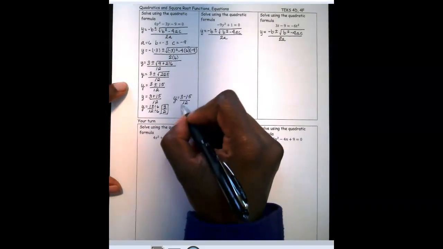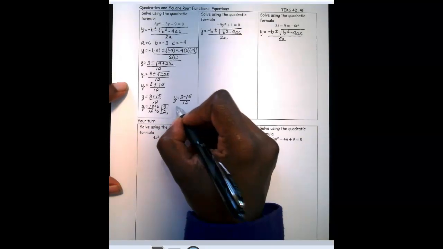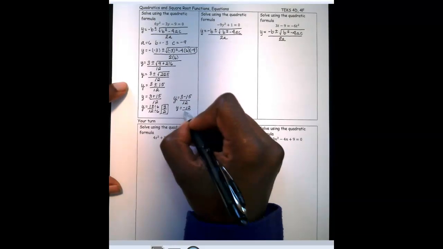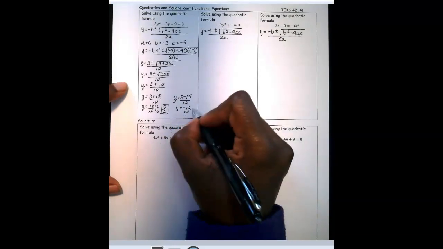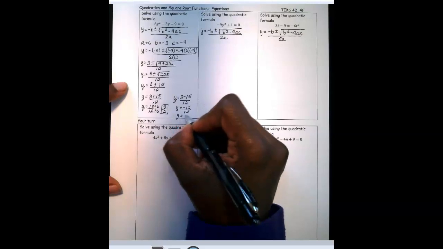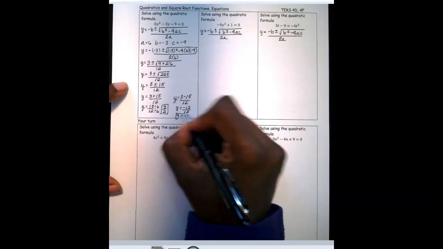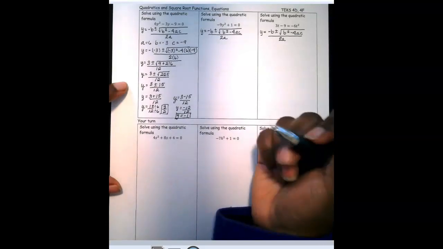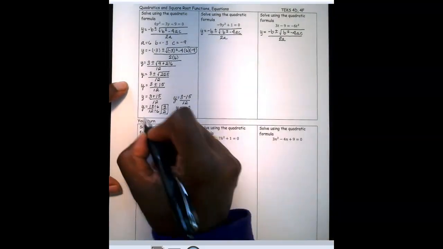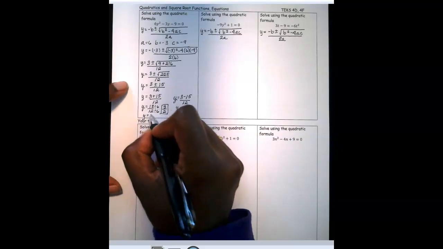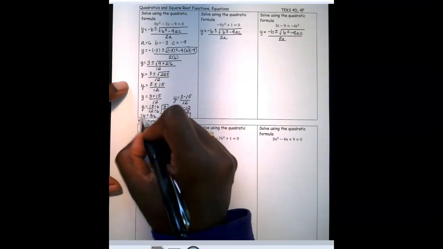And then here we have y is equal to 3 minus 15 is negative 12 divided by 12. So y is equal to negative 1. I almost said 1. So those would be the two zeros that you have. I can just write this here. Y is equal to 3/2.